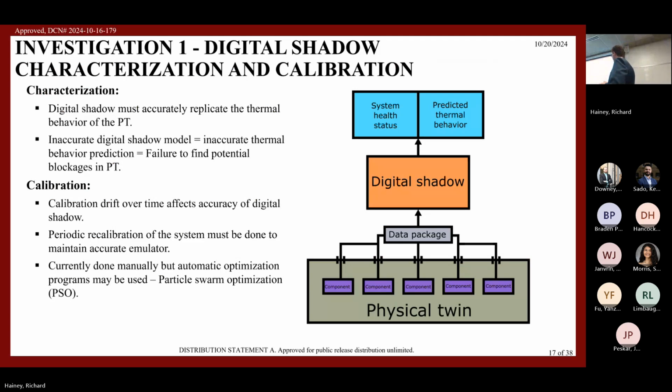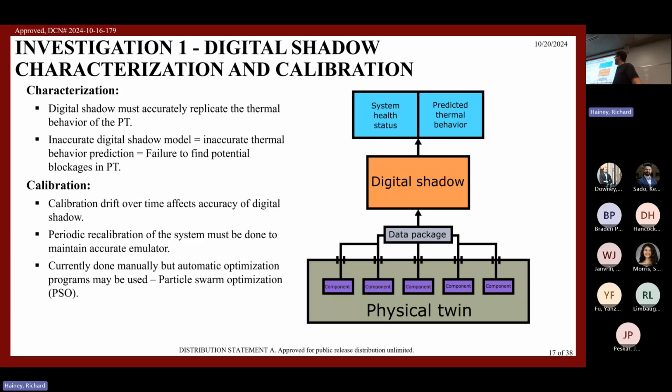Now, this is how the digital shadow system and the physical twin would operate, with information coming from each of the components within the physical system being gathered into a data package, which is then sent to the digital shadow. The digital shadow then uses this information and, of course, power input to determine the system health status and whether or not a blockage may be forming in the system.